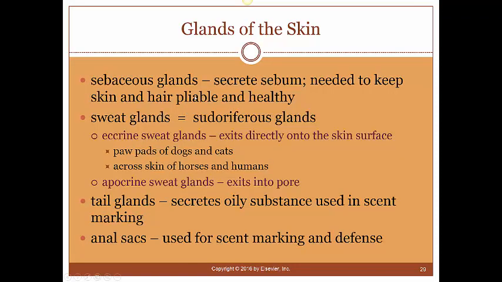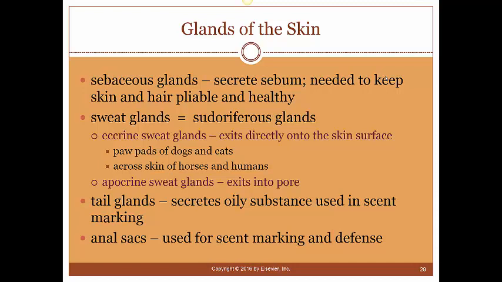Looking at glands, we have sebaceous glands, so they secrete sebum, which is an oily-like substance. It's important to keep skin and hair pliable and healthy, so it keeps it to where it will bend in the environment. If you don't have enough sebum and you end up getting dry skin, you get flaking of the surface of the skin, and then it makes it to where the hairs are really easy to break.